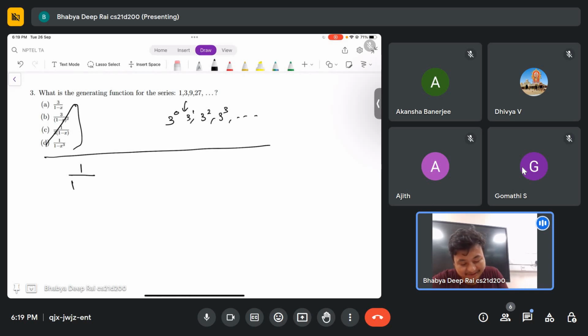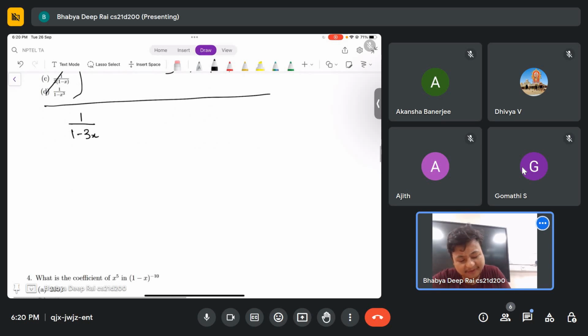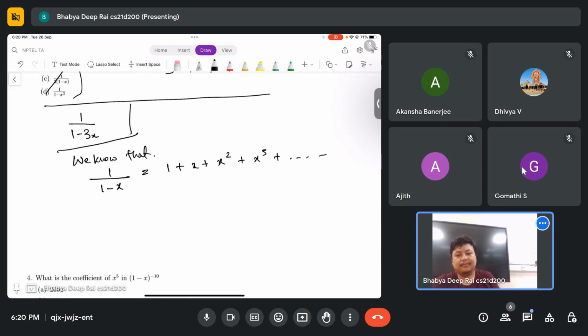Well, the answer is actually 1 by 1 minus 3x. Why? Previously we've said, okay, 1 by 1 minus x is equal to 1 plus x plus x square plus x cube plus and so on. Right.